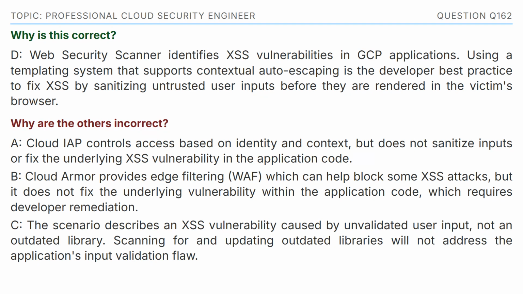Web Security Scanner identifies XSS vulnerabilities in GCP applications. Using a templating system that supports contextual auto-escaping is the developer best practice to fix XSS by sanitizing untrusted user inputs before they are rendered in the victim's browser. Why are the others incorrect?